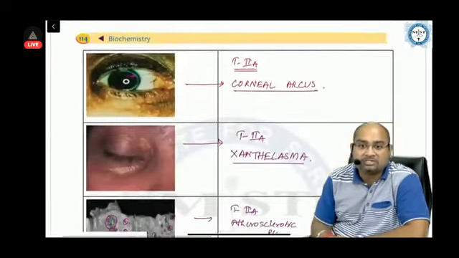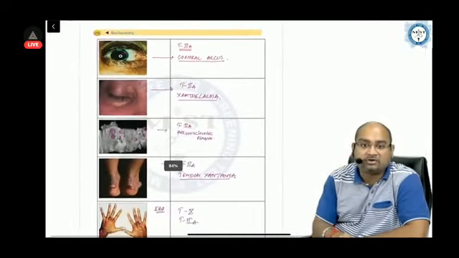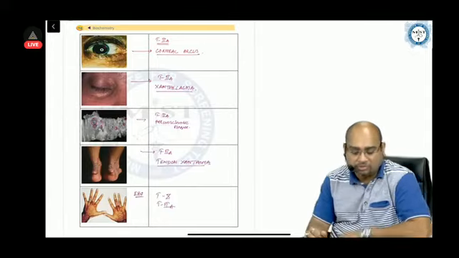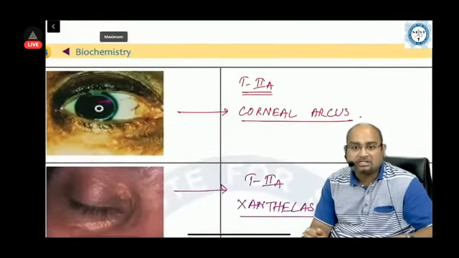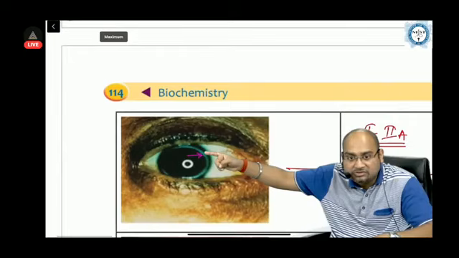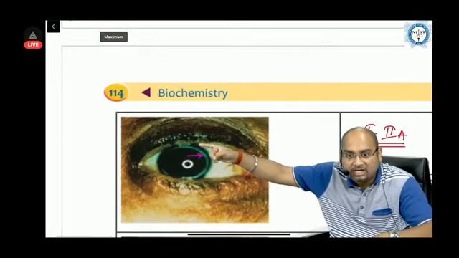And we have some image based questions. All of these images are for, please try to understand, type 2A. This is corneal arcus. This ring at the peripheral zone, this white colored ring, is LDL deposition.